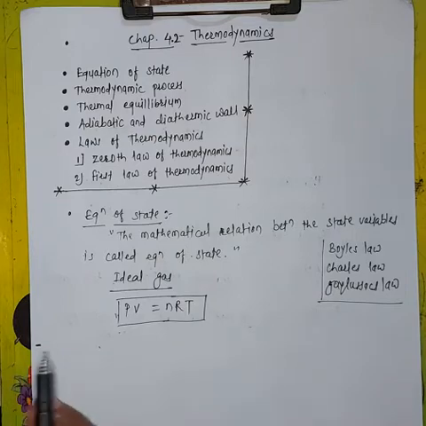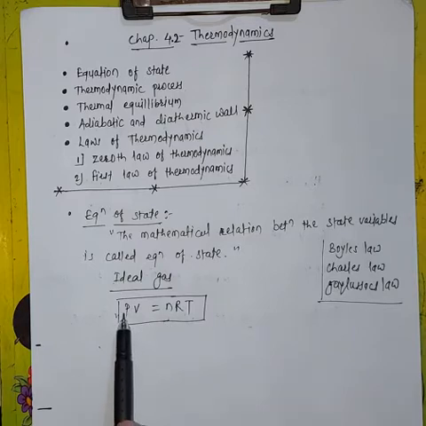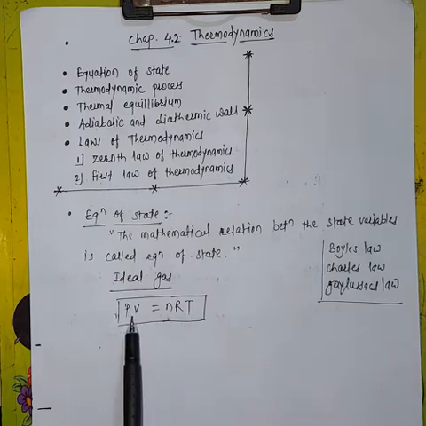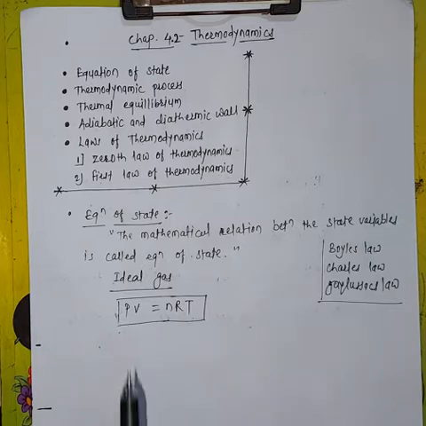That means it is already constant. So we can neglect that, as n and R are constant. Then it will give the relation between P, V and T. That means we can say it is the mathematical relation between the state variables P, V and T. So the equation of state is the mathematical relation between the state variables, or the equation which relates the state variables of the system. For a fixed amount of gas, there are only 2 variables.